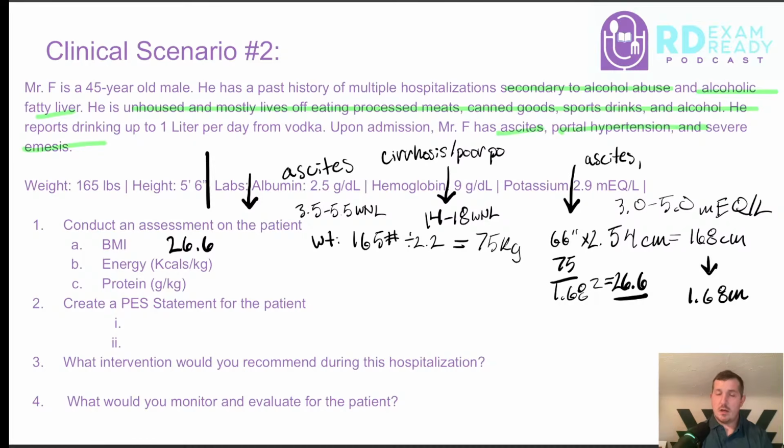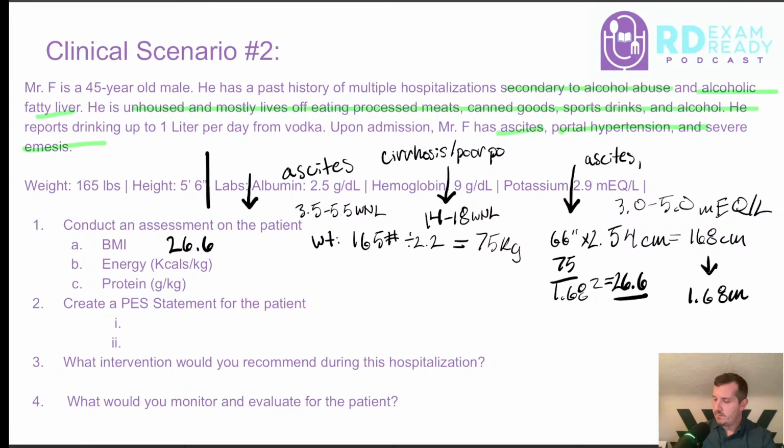For his energy needs, what I would prefer to do is calculate his needs based on his dry weight, if he was a good historian and knew what his dry weight was. But for right now, folks, given the fact that he has cirrhosis and ascites, we don't know how much fluid it is. I'm going to calculate his energy needs based on what his actual body weight is right now, because I don't know if I can accurately determine what his typical body weight is. I think I can only go off of what his actual is at the moment. It's really the only data I have as I look at it.